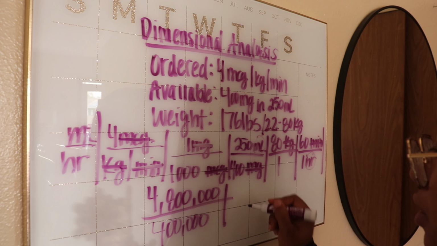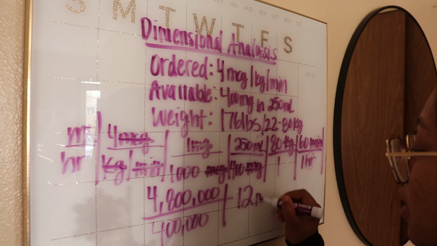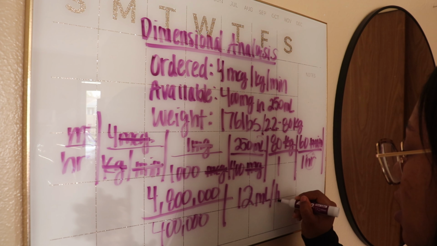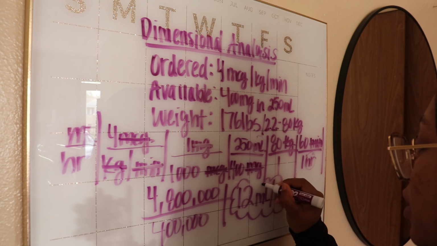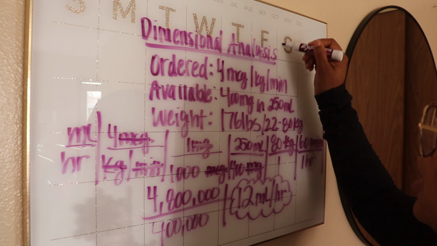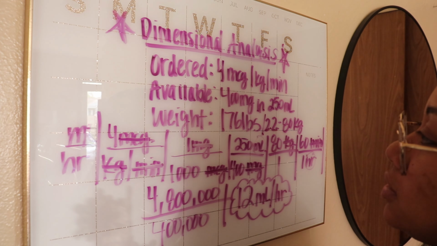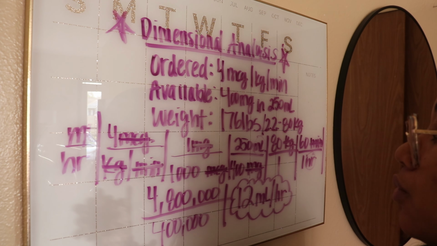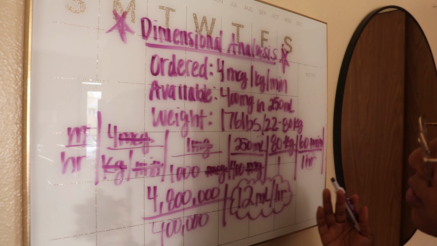Once we do the math, we end up with this beautiful number here of 12 milliliters per hour. Now, I do understand that there's a lot of people that can do it a lot quicker than this. However, the whole purpose of this video is for us to practice dimensional analysis in nursing, so that we are making sure we are always getting the answer right. And if you are able to do it this way, you should be able to do it your own way. And this is the way that I like to do dimensional analysis.